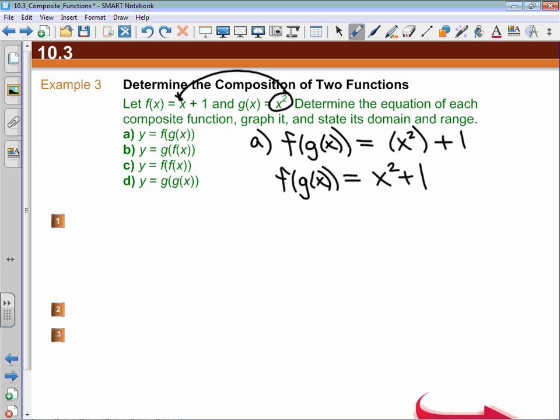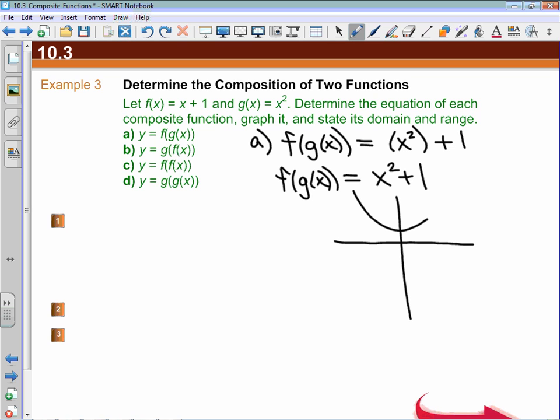If there are multiple locations where the variable is, you have to substitute every variable in the outer function with the inner, g of x or 2 or whatever it tells you to. All right, so f of g of x is x squared plus 1. That's hopefully not too tricky. That's just the parabola y equals x squared shifted 1 unit up.